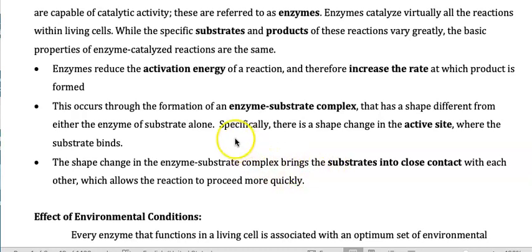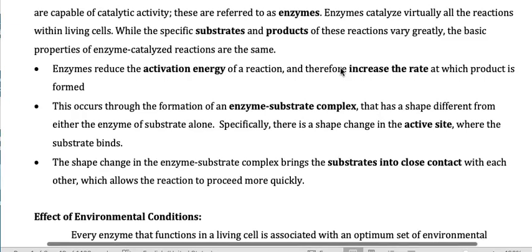We talked about how they lower the activation energy of the reaction, which allows the reaction to hit that important transition state more readily. And we talked about how the enzyme and the substrate go through a shape change in order to achieve that. And finally, we talked about how enzymes, through their functioning, increase the rate of the reaction and therefore increase the rate of product formation for the cell.